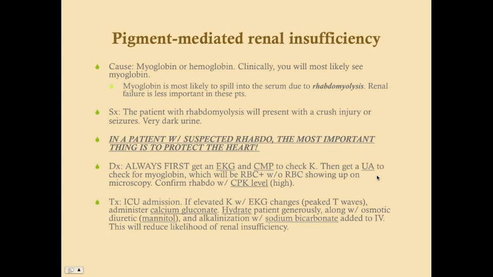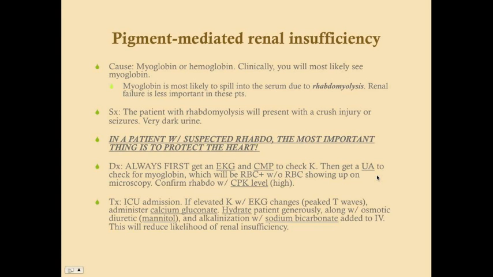So these patients, we're going to want to admit them to the ICU. If they do have high potassium and EKG changes, which will be the peaked T waves, we're going to administer calcium gluconate, which will reduce their serum potassium levels. We want to hydrate these patients generously and give them osmotic diuretics. What does that do? That increases urine flow.